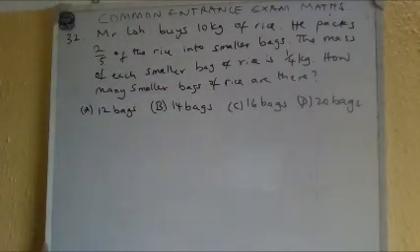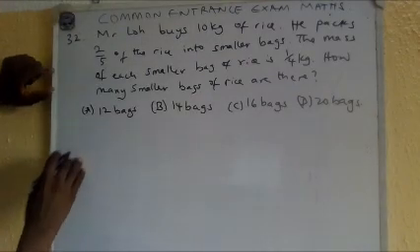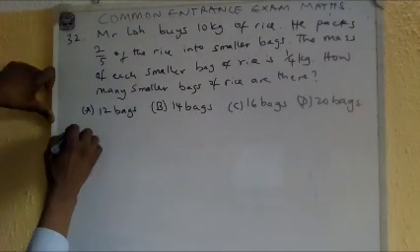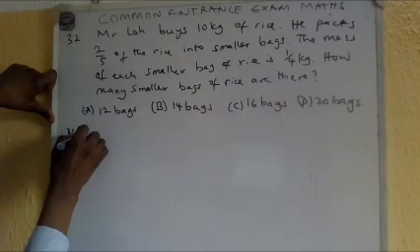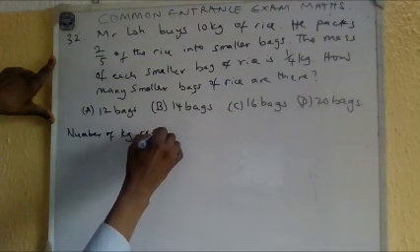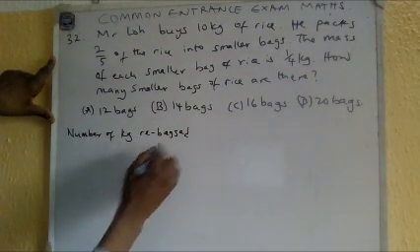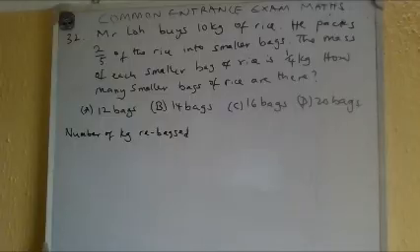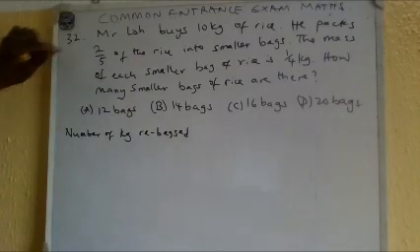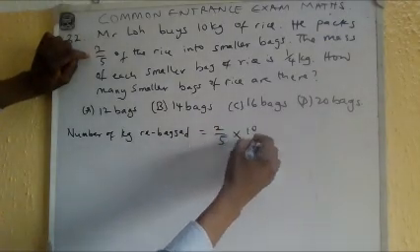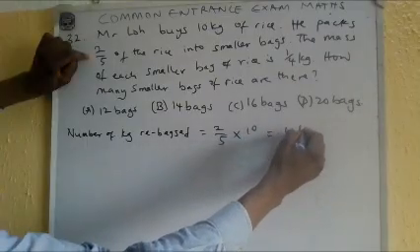So this is 10 kg of rice. He took 2 over 5 of it. So the number of kg rebagged. Rebagging means that he took some kg from here and redistributed them into smaller ones. So he took 2 over 5 of it, which equals 2 over 5 times 10 kg, which will give us 4 kg. So 4 kg was rebagged.